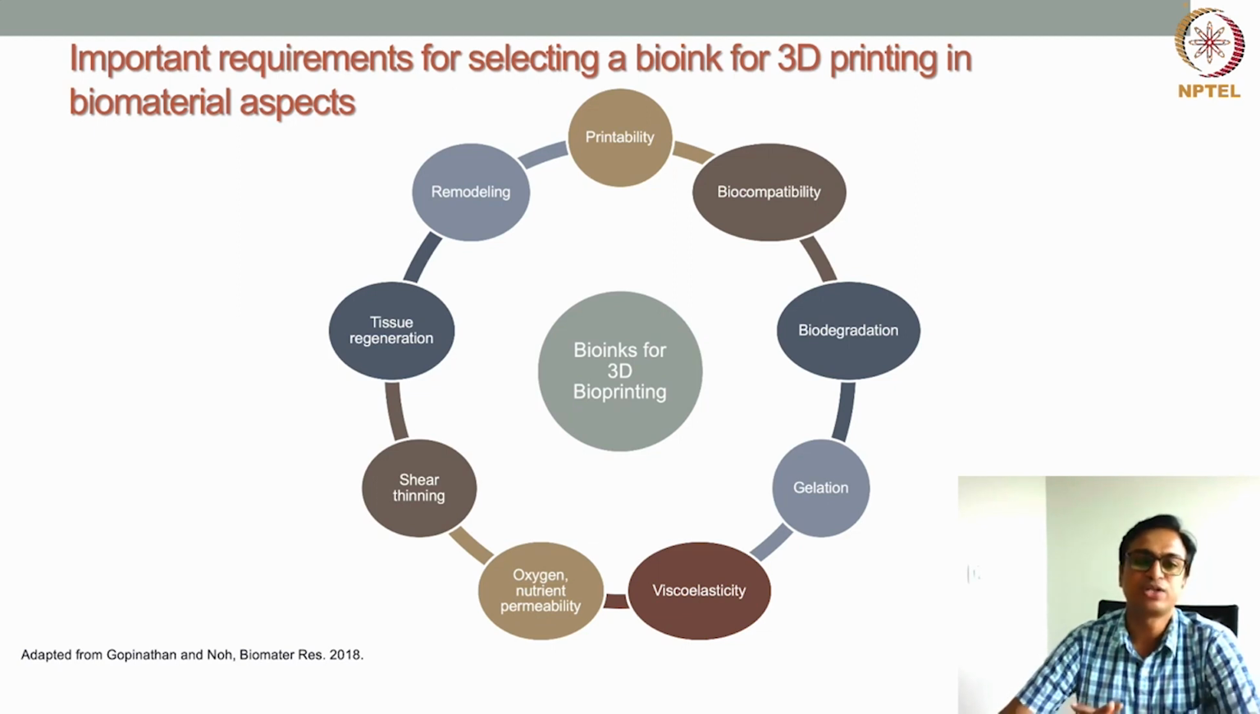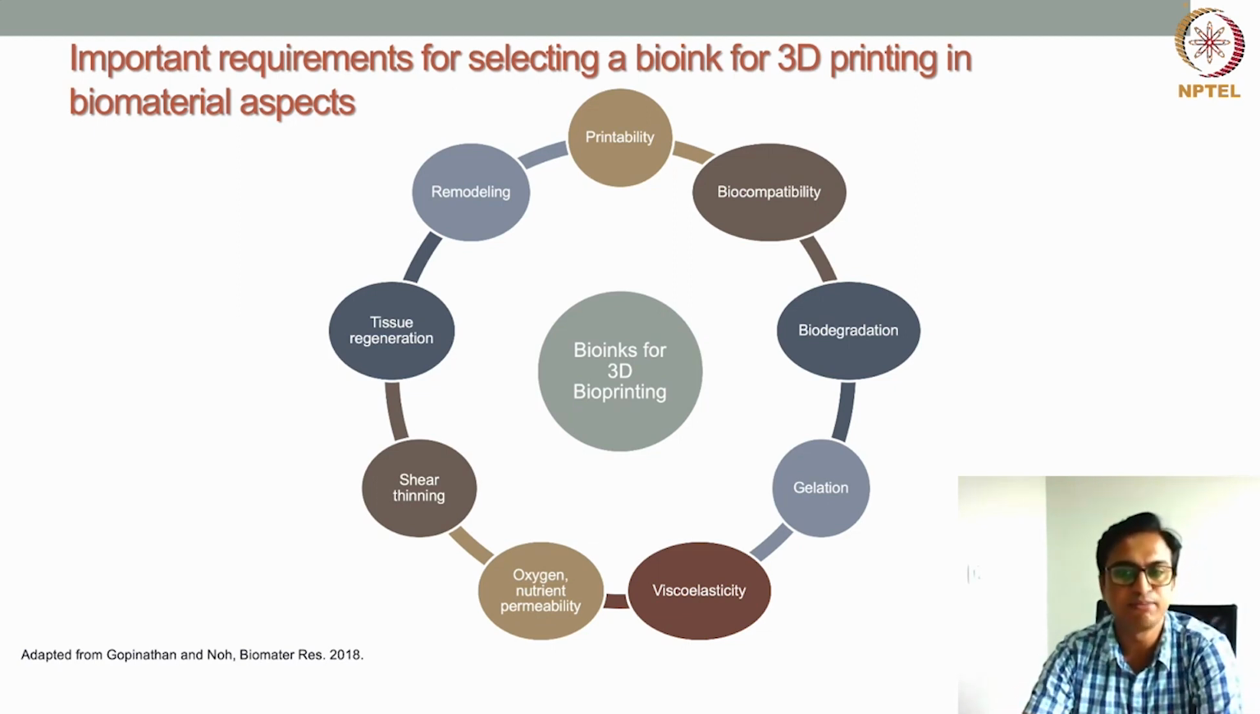So these are the important requirements that we discussed: printability, biocompatibility, biodegradation, gelation, viscoelasticity, oxygen and nutrient permeability, shear thinning behavior of the material, tissue regeneration and remodeling. All these are very important requirements for any bioink to be used for bioprinting.